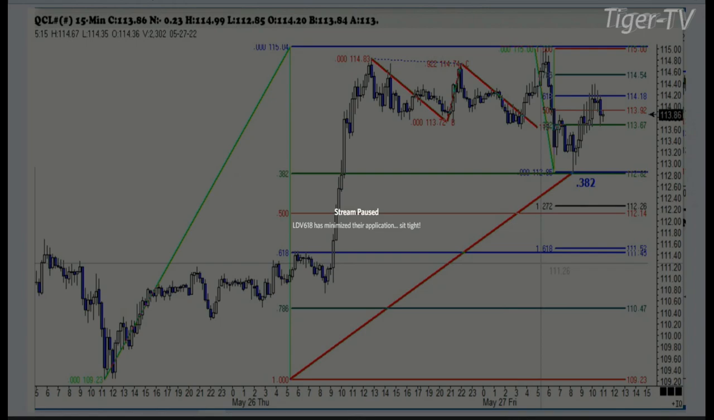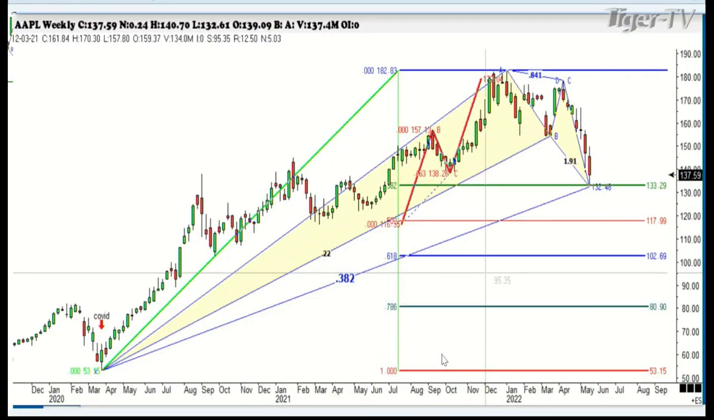Let's get back up here and just get back to the Apple, because since we were talking about the crude oil and we talked about gold, we might as well talk about Apple here. This is the one we posted last week. You'll see the 382 came in here at 133. I closed at 137 on that Friday. Now we're at 147. We're way up here.